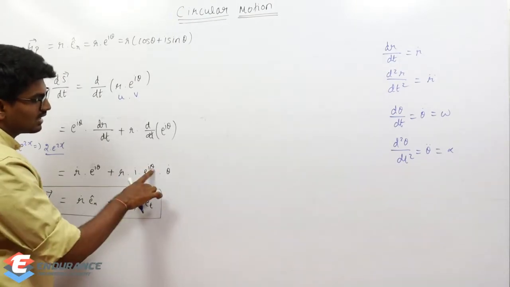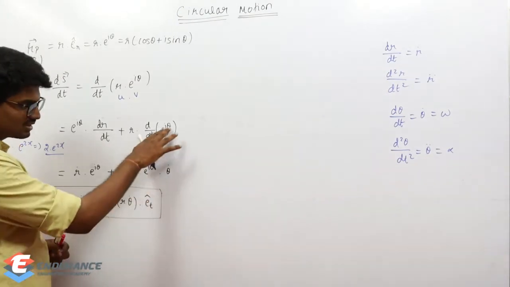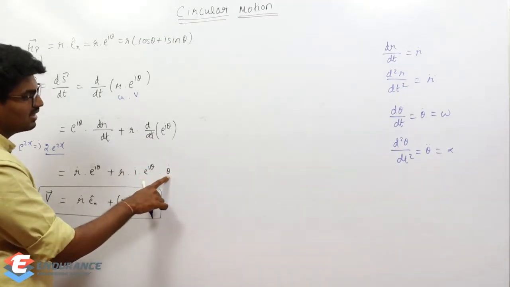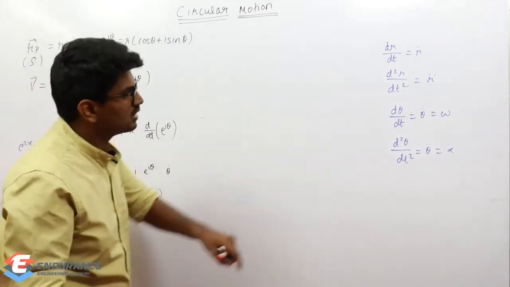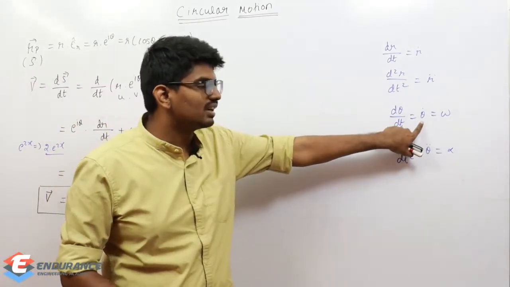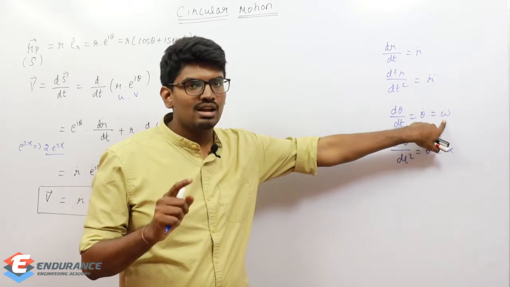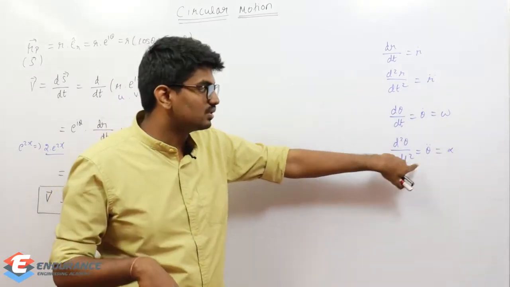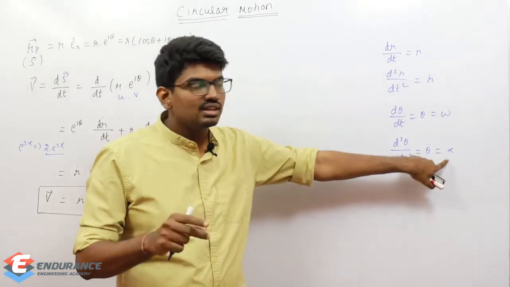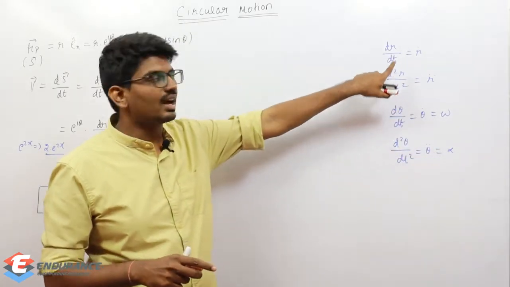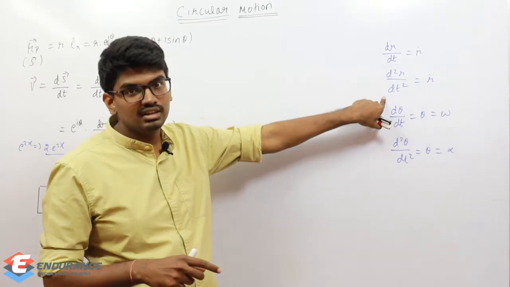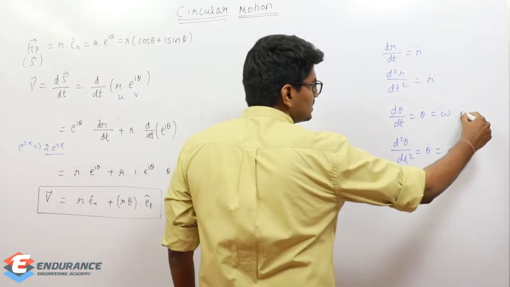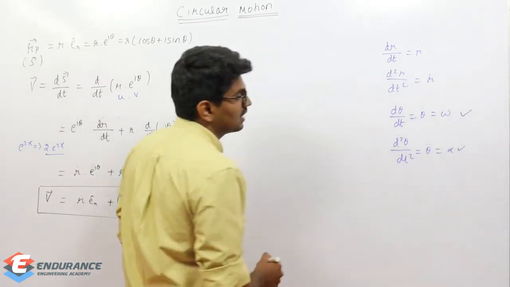Now again, theta has to be differentiated with respect to time, so it will be d theta by dt. I'm going to take it as theta dot, which is omega, the angular velocity. Similarly, d square theta by dt square is going to be theta double dot, which is alpha. Similarly, dr by dt is r dot, and d square r by dt square is going to be r double dot.